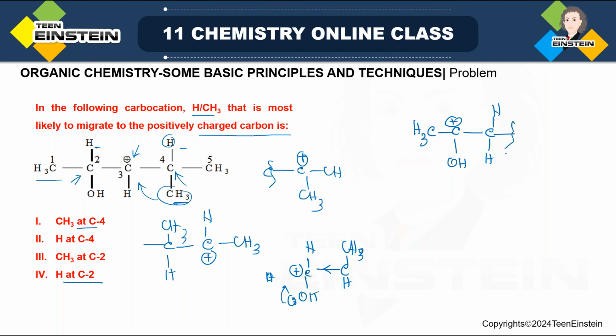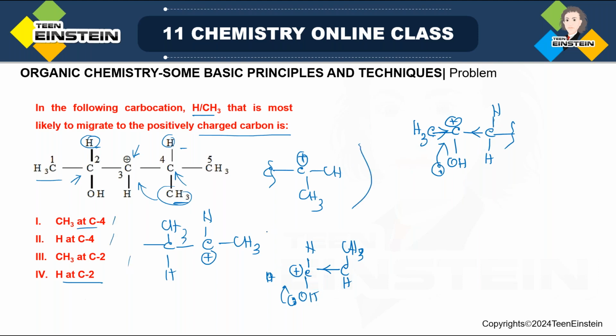It is already migrated, rest of the part no change. Now this will be maximum stable because here you have from both sides some plus I effect, and you also have plus R effect from OH. So when this H from C2 is migrated to the middle carbocation, the new carbocation you are getting is actually more stable than the original carbocation. So you can also draw all this, though I have already drawn it.